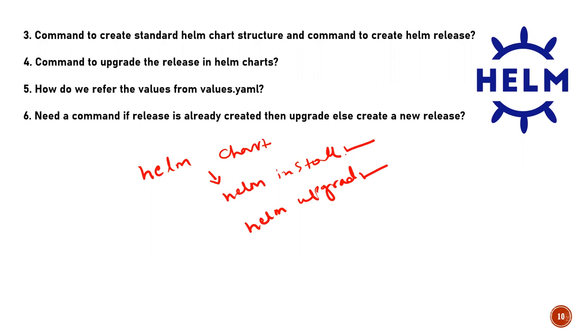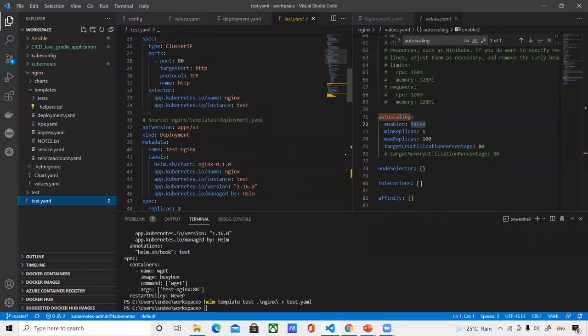But there is one option in Helm by which Helm itself will check whether that particular release is there or not. If it is not there, it will do install. If it is there, it will do helm upgrade. I'm going to show you that particular option, so let's run that particular command.